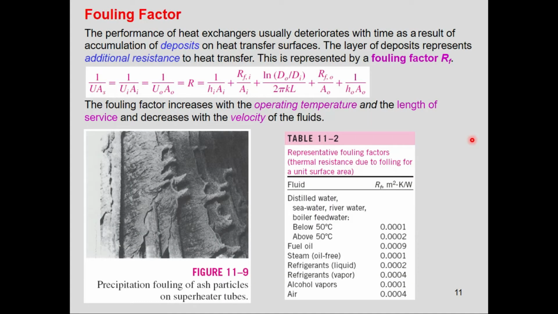So another important factor is known as the fouling factor. The performance of heat exchangers usually deteriorates with time as a result of the accumulation of deposits on the heat transfer surfaces. The layer of deposits represents an additional resistance to the heat transfer. This is represented by the fouling factor, and this is sometimes represented by RF.